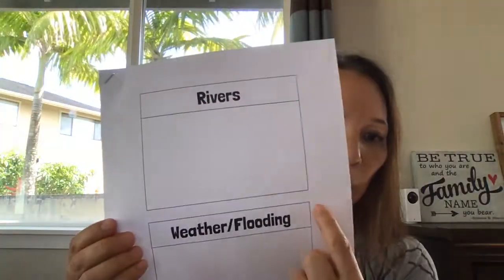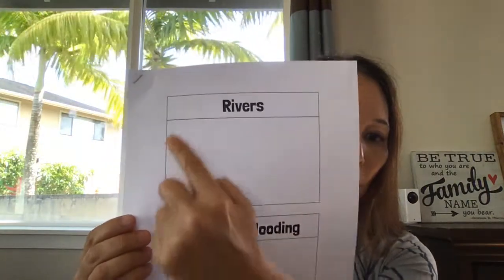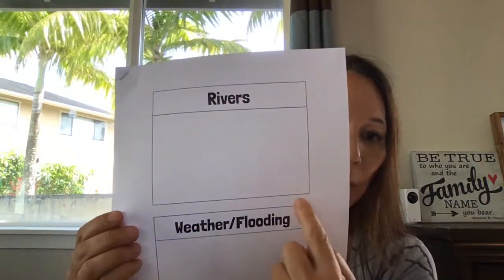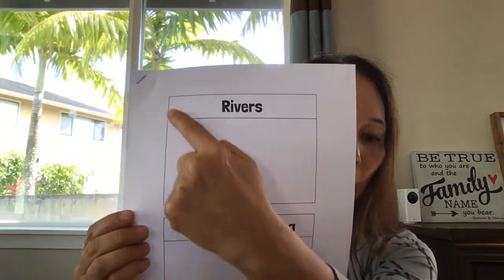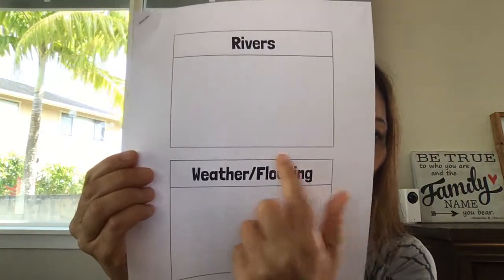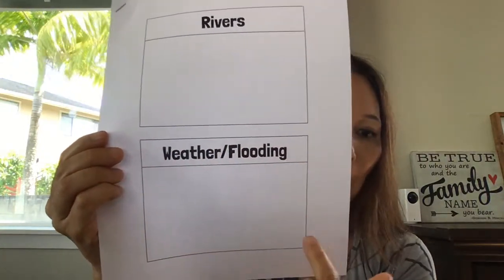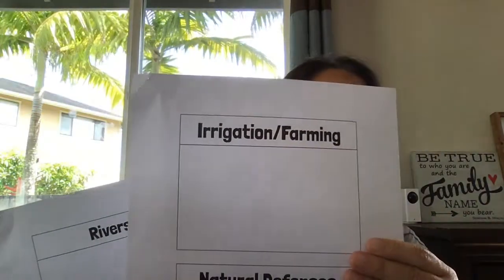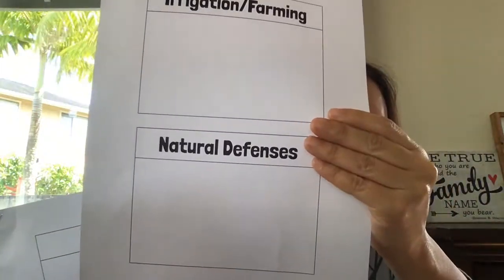Now what you want to do is take it apart. You don't want to cut it together at the same time, so make sure you take it apart. I'm going to work with rivers and flooding first. What you want to do is cut around the outer edges of the box, all the way around above rivers. You're going to do the same thing for weather and flooding, cutting around the outer edges. Then continue and do the same thing for irrigation and farming, and for natural defenses.